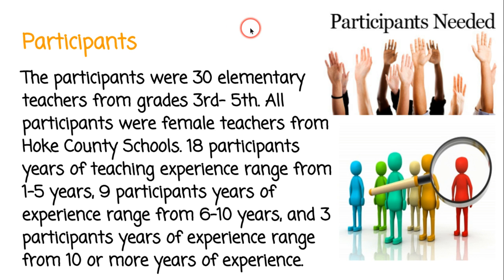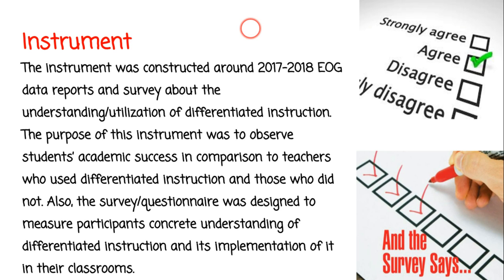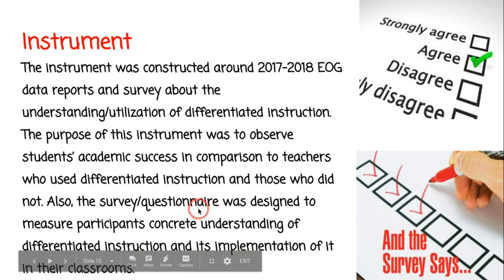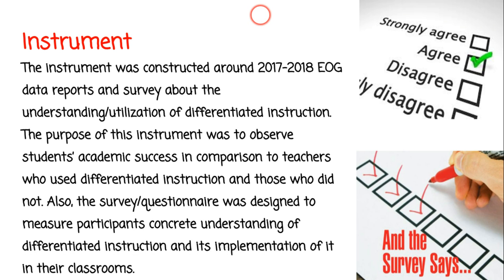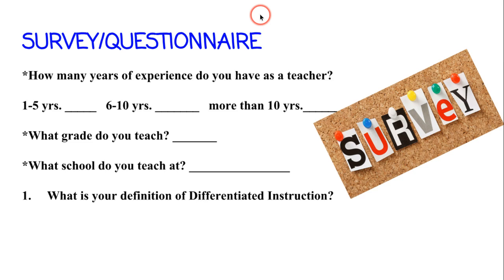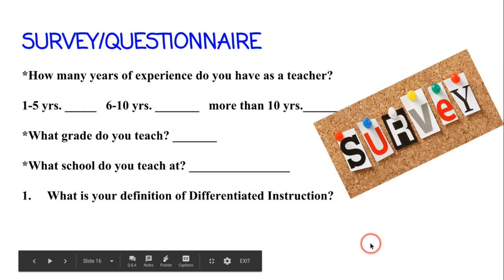The instrument that I used was constructed around 2017 and 2018 EOG data reports. I actually gathered all of my data from SchoolNet, a very, very powerful data management system that we have in Hope County. The purpose of this instrument was to observe students' academic success in comparison between teachers who used differentiated instruction and those who did not. Also, the survey questionnaire was designed to measure participants' concrete understanding of differentiated instruction and its implementation in their classrooms. So this was my survey questionnaire that was designed and given out to all of my participants.